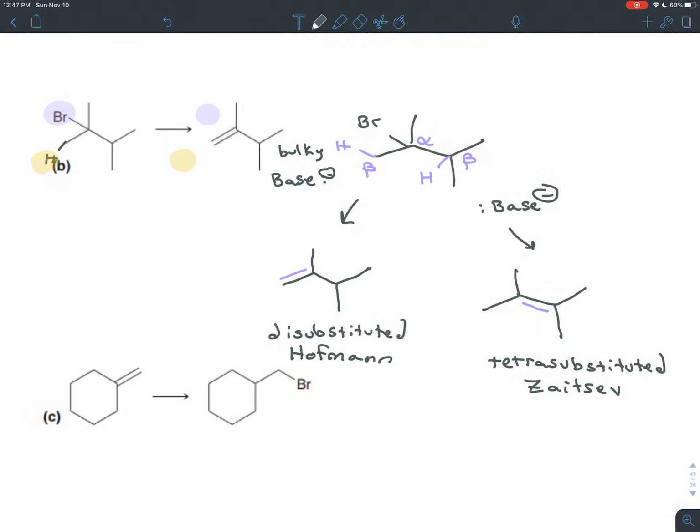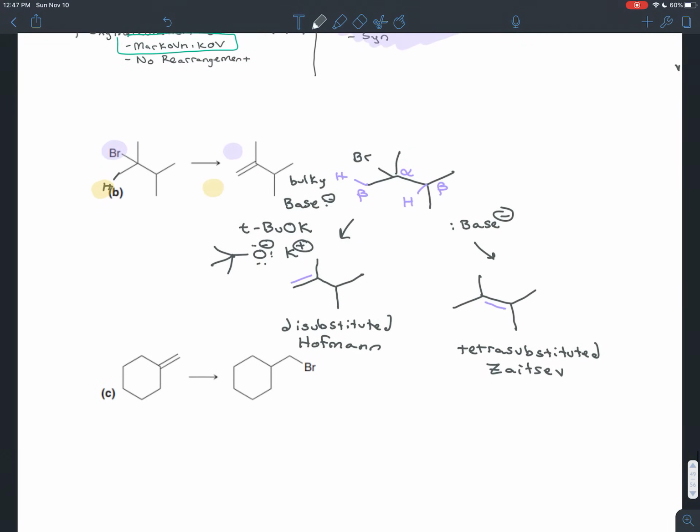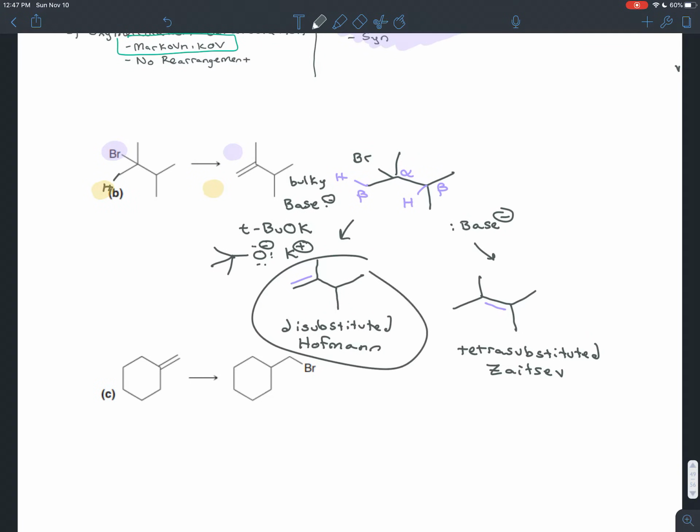Now, the famous bulky base that you want to be familiar with is potassium tert-butoxide, so t-BuOK. And that looks like this. You have the tert-butyl group with an oxygen on it that has a full negative charge, and then the potassium is going to stabilize that charge. So the only reagent you would need in order to get this major product, this Hofmann product, would be potassium tert-butoxide, t-BuOK. And that will make that elimination reaction happen.